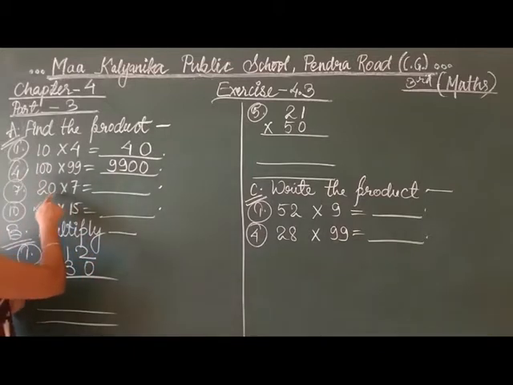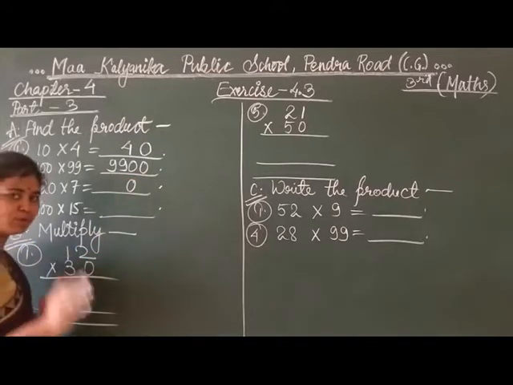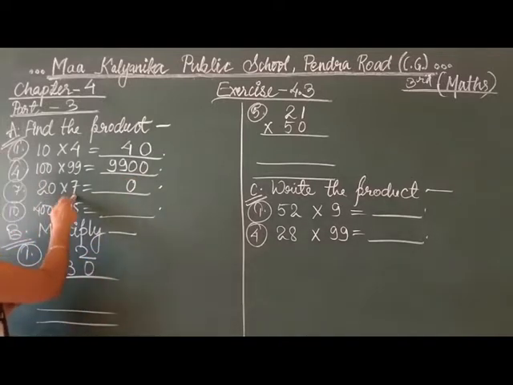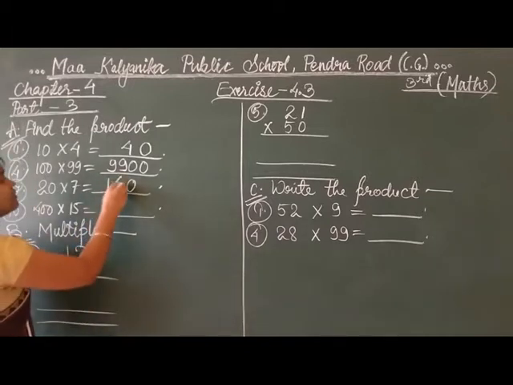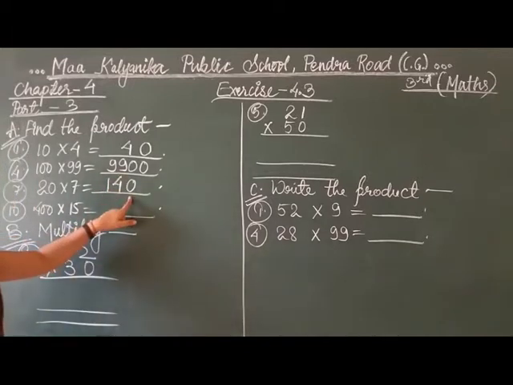Okay, so now 20 into 7. Again 7 zeros are 0. Or simply you can put 1 0 because 1 0 is there, and 7 2s are 14. This is question number 7. So simply 140 is the product received here. Now moving to question number 10. I am solving 1, 4, 7 and 10 for you from question number 8.